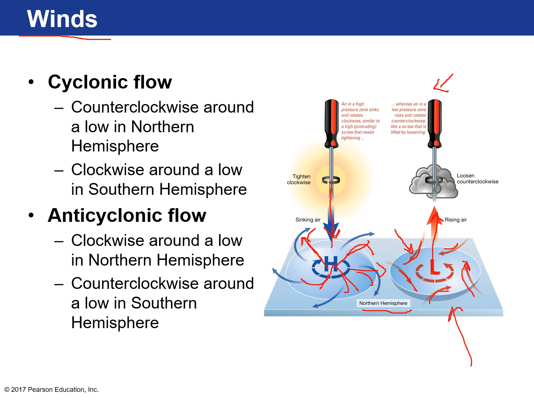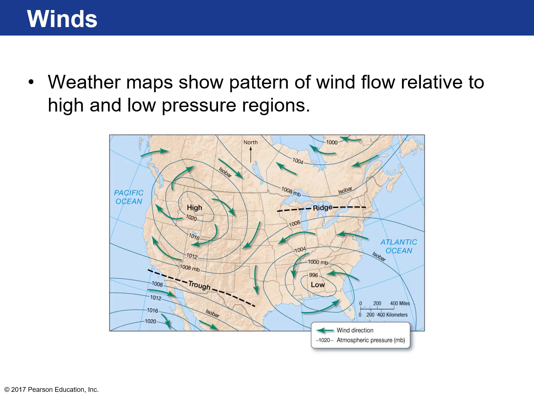Now, if you're in the southern hemisphere, everything's reversed. So low pressure systems actually go clockwise, and high pressure systems are counterclockwise. So here's your typical weather map showing the local wind flow patterns relative to high and low pressure systems. Here is a low pressure system rotating counterclockwise, and here's a high one rotating in a clockwise direction.